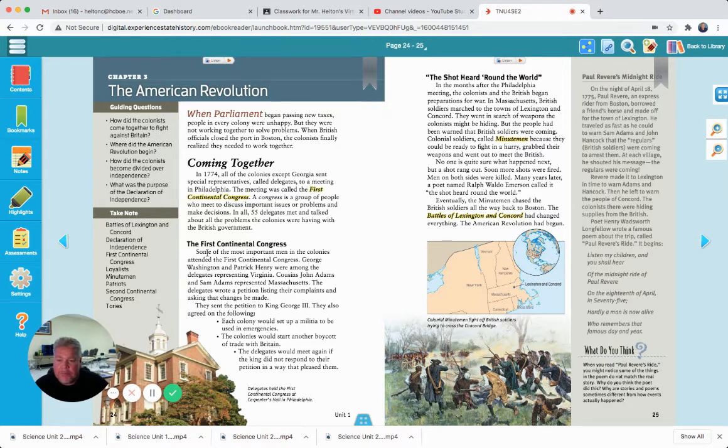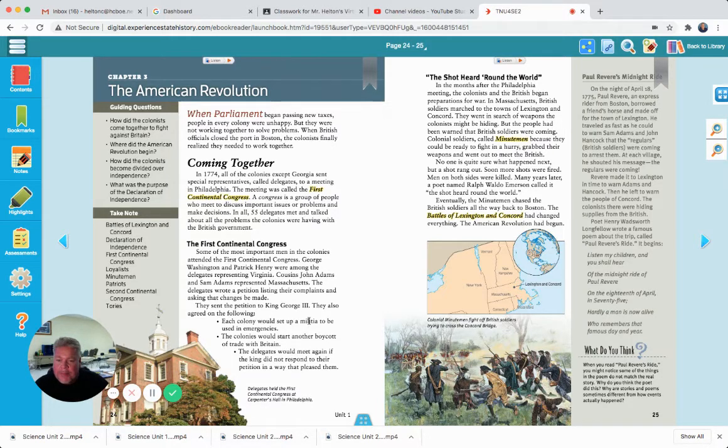What did they do? Some of the most important men in the colonies attended the First Continental Congress. George Washington and Patrick Henry were among the delegates representing Virginia. Cousins John Adams and Sam Adams represented Massachusetts. The delegates wrote a petition listing their complaints and asking that changes be made. And they sent the petition to King George III. They also agreed on the following.